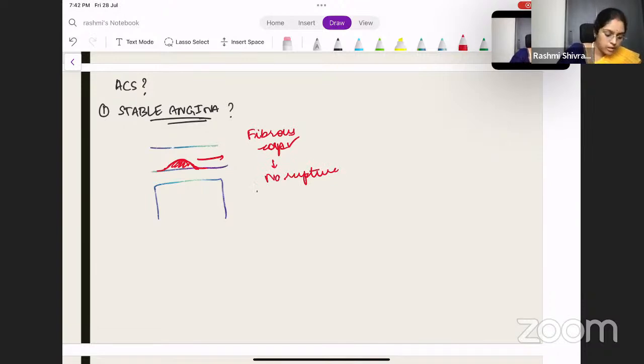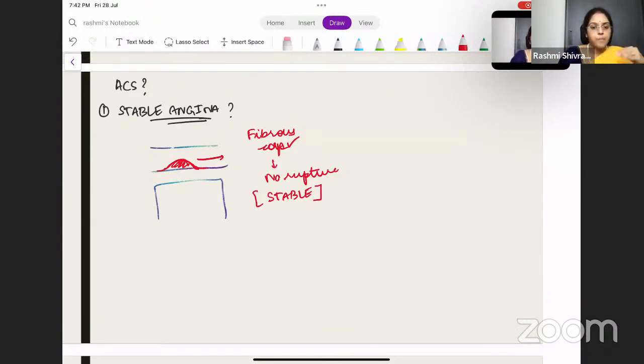The plaque does not rupture. This is called a stable plaque. Okay? Stable plaque. What happens? Because the fibrous cap is very, very strong, there is no rupture. So because there is no rupture, it is contained there and there is only some occlusion of the vessel wall happening. There is only occlusion of the vessel wall happening because of the plaque, but not because of the thrombus, which is formed later.